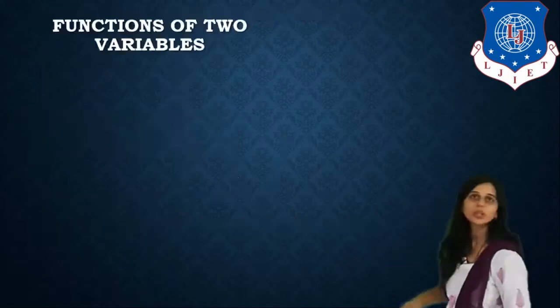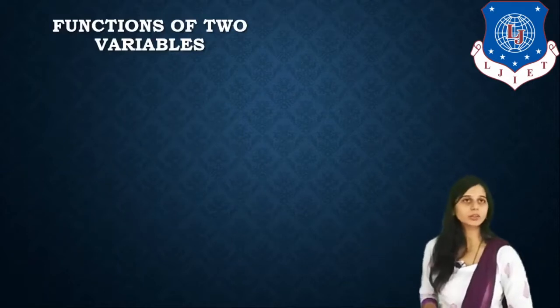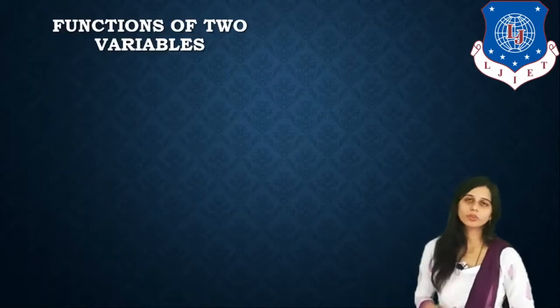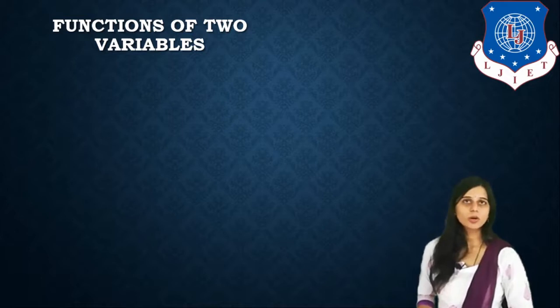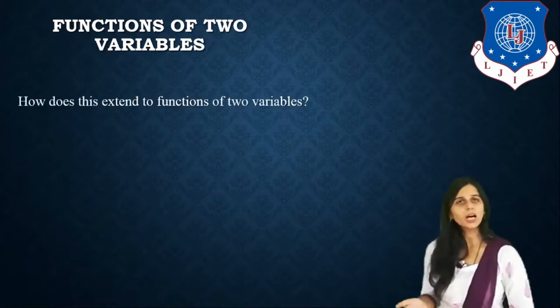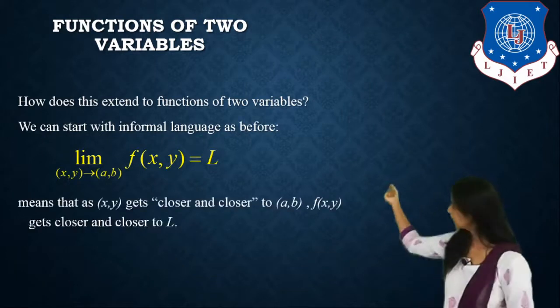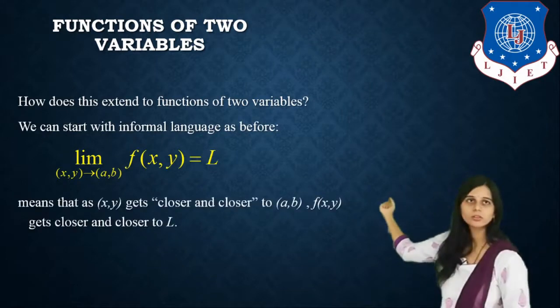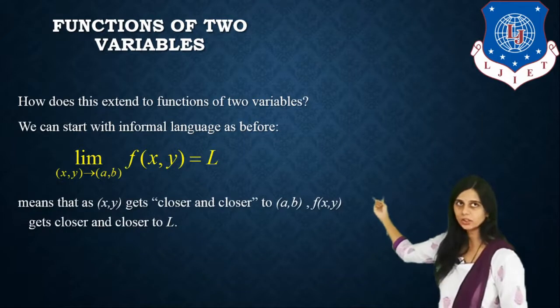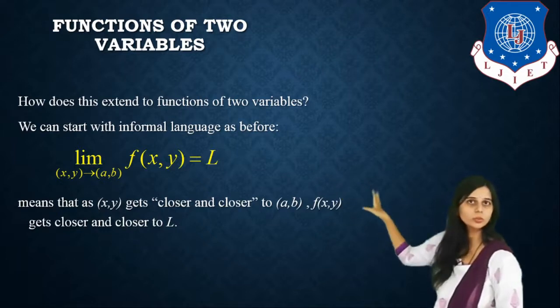Okay, now functions of two variables. This was the graphical method for a function of one variable. Now we are studying the function of two variables. How do we extend the definition? We can start with a small example. The limit as (x,y) tends to (a,b) of f of (x,y) equals L.